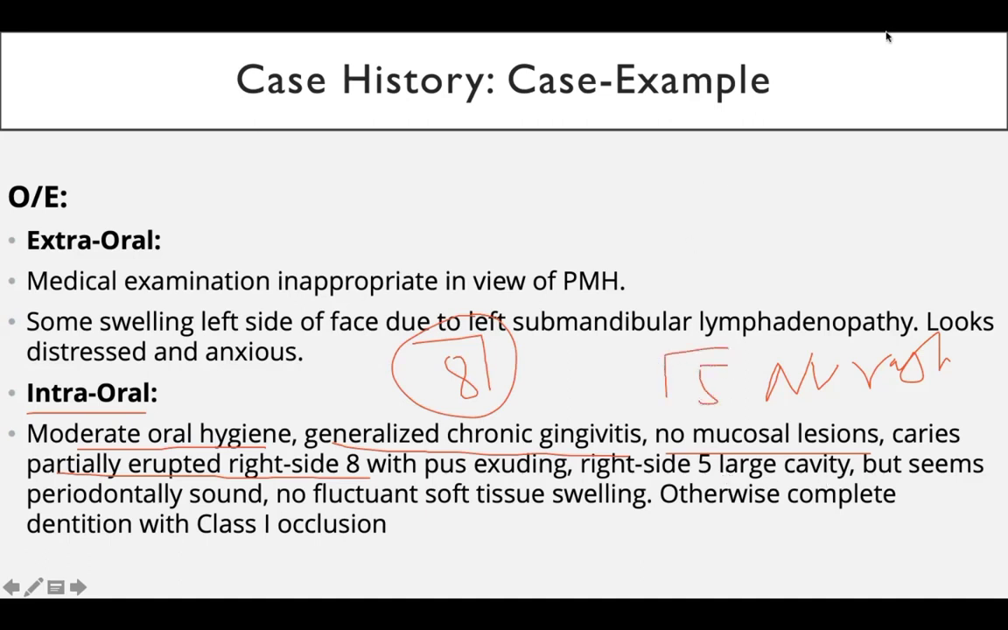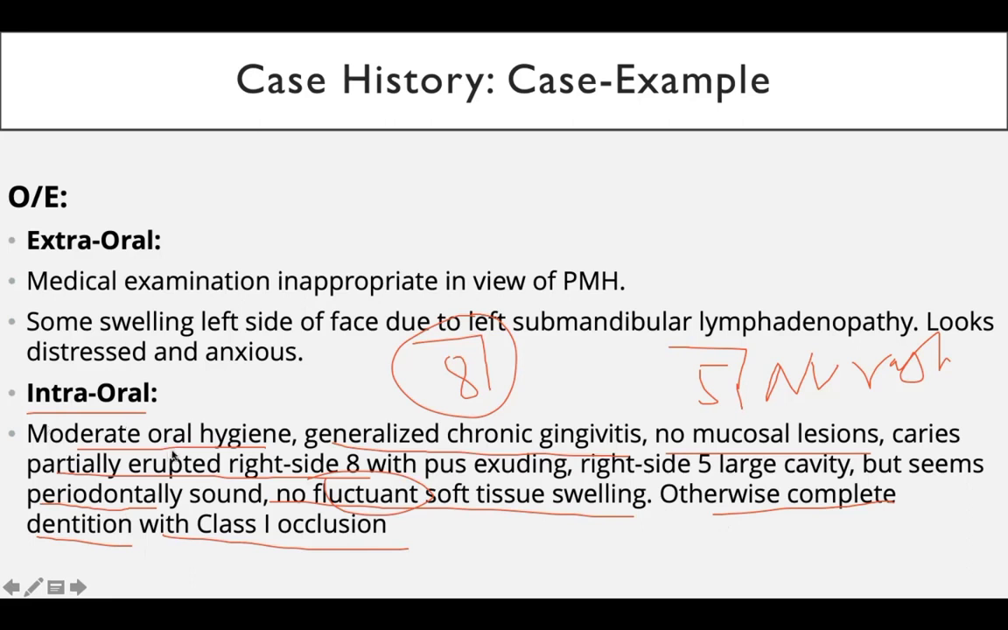But it seems periodontally sound, so there is no periodontal disease. I mean there is no severe gingivitis or fluctuant soft tissue swelling. The swelling is not fluctuant, meaning there is no pus or fluid inside; otherwise, if there was pus or fluid, it would be fluctuant. Otherwise, complete dentition. All the permanent teeth are present with class 1 occlusion. Class 1 occlusion we will see in the next slide on dental caries. So this is the intraoral examination.